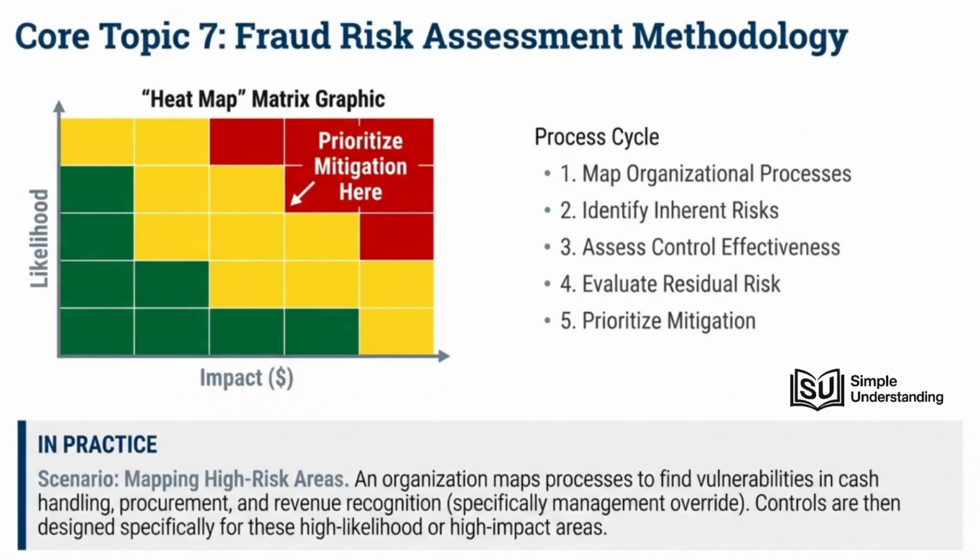In practice, organizations map their processes, identify high-risk areas such as cash handling, procurement, revenue recognition, and management override, then design controls and monitoring based on likelihood and impact. A strong risk assessment allows resources to be focused on the most vulnerable areas.